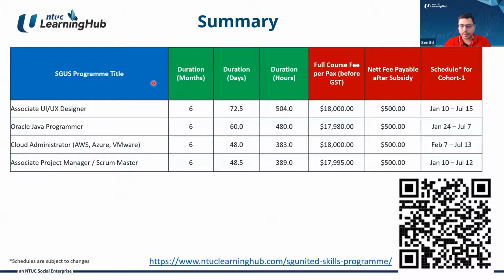So today the product managers went through 4 programs: UI UX designer, Java programmer, cloud administrator, and associate project manager. All 4 programs are 6 months long, and here you can see the duration in hours and days. Some of these programs, like UI UX, you will have to attend on average 12 days of training per month, whereas a program like project manager is 8 days on average per month. So it depends on the program that you enroll for.